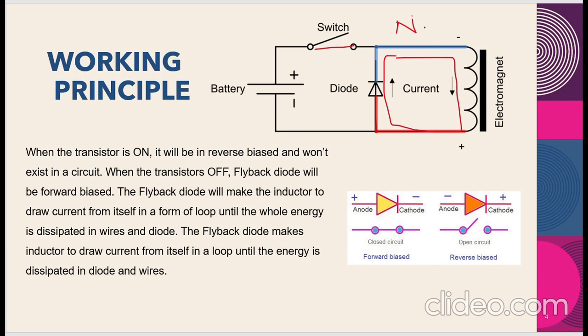So basically, what this freewheel diode will do is suppress or eliminate the additional excessive voltage or current in any inductive coil. So it will protect the other electronic circuits from excessive voltage.